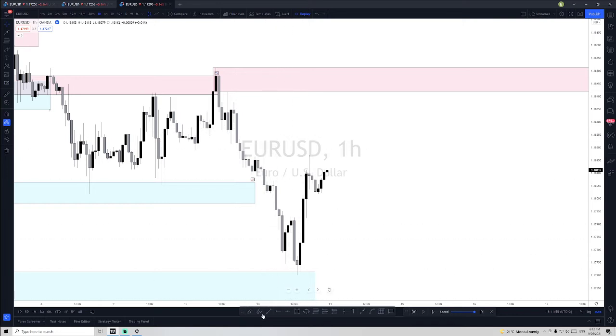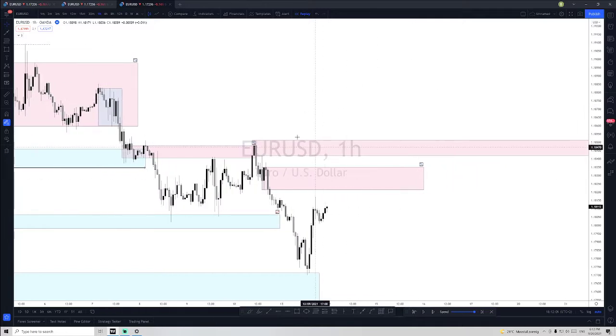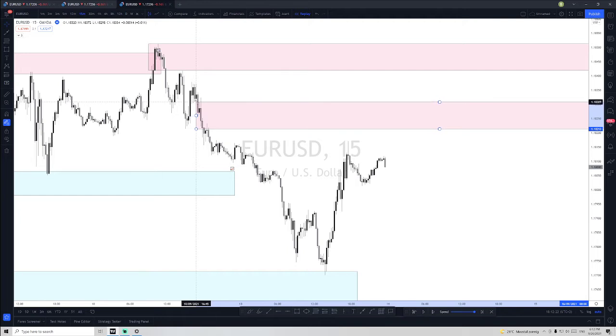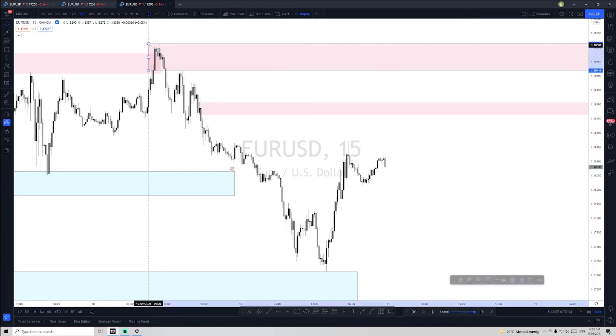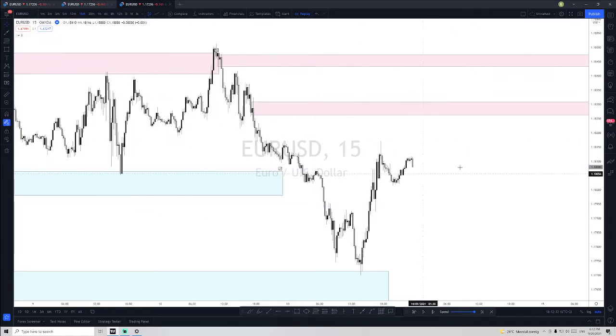But then again, we also have another POI over here, which we are going to monitor. Both are POIs to monitor. We're not instantly going to act when the market gets into these areas. So dropping down to 15, we can see some imbalance within this, and again within this. So this is me defining my POIs.